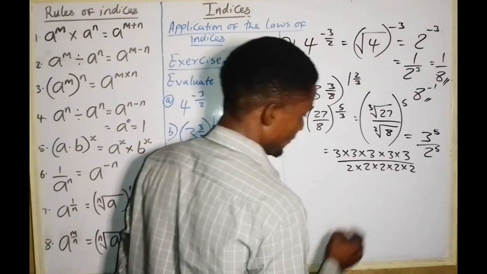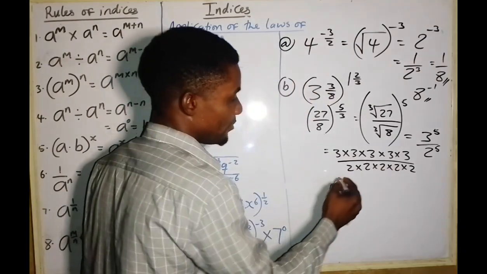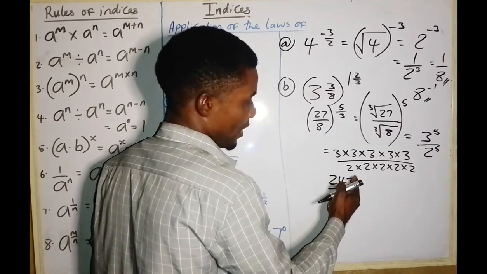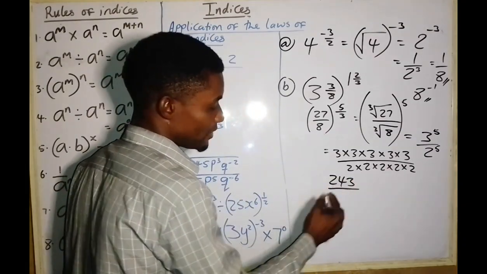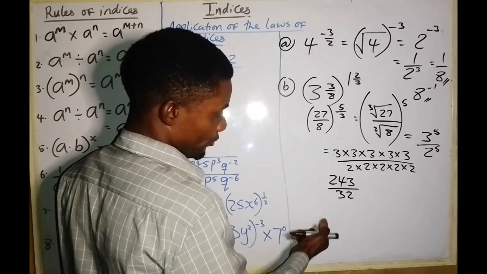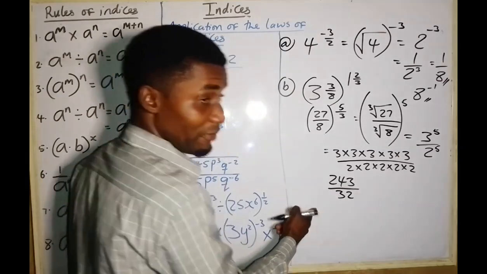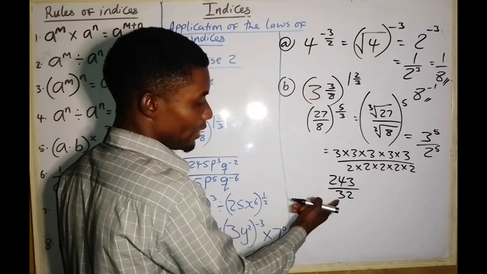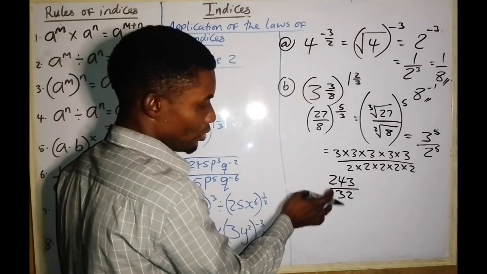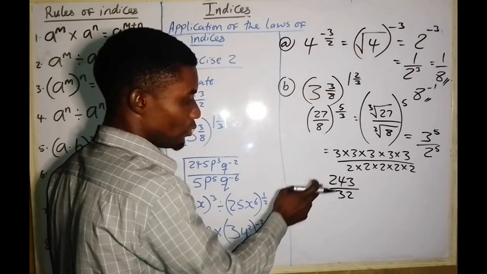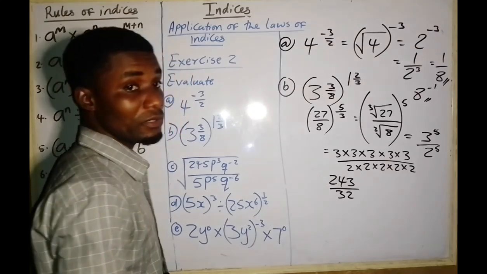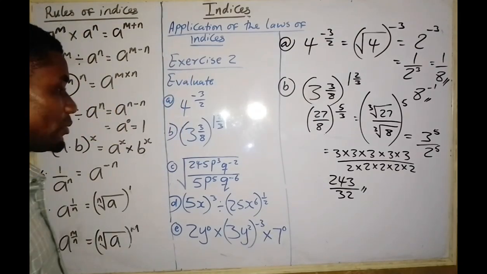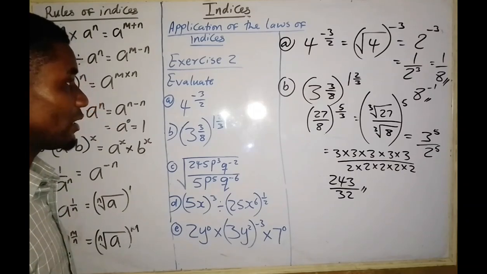This is also 5. Now 3 in 5 places will give us 243, and 2 in 5 places will give us 32. Provided we can still simplify further, if any number can go into both without a remainder, we can simplify further. But no number will go in 32 and also go in 243 without a remainder. So 243 over 32 is going to be our final answer for the second question.